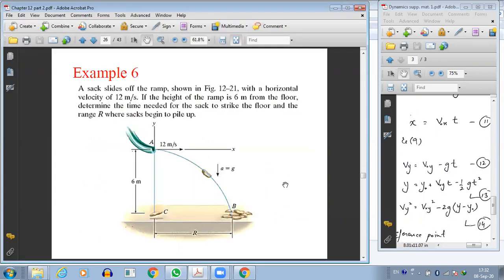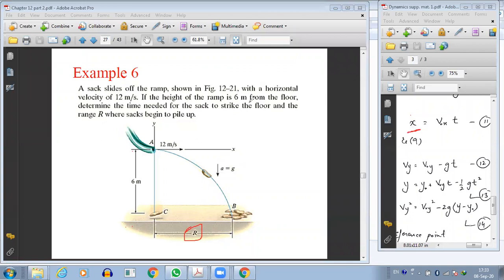Okay, let's move towards the next problem. A sack slides off the ramp shown in the figure with a horizontal velocity of 12 meter per second. If the height of the ramp is 6 meters from the floor, determine the time needed for the sack to strike the floor and the range where the sack begins to pile up. Once again, what do we need to find? We need to find the range.